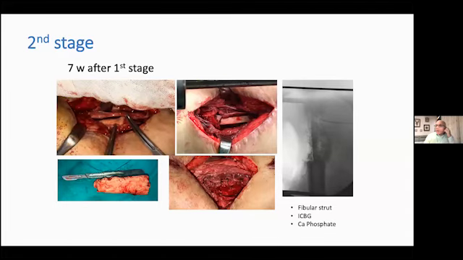Dr. Salah, what do you think? Does it offer any biological advantage being put inside the medulla?